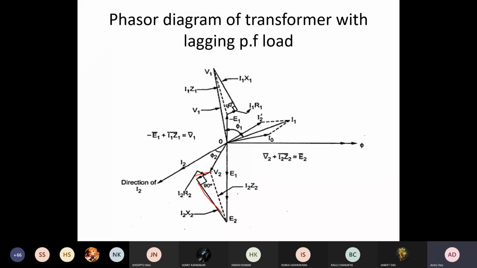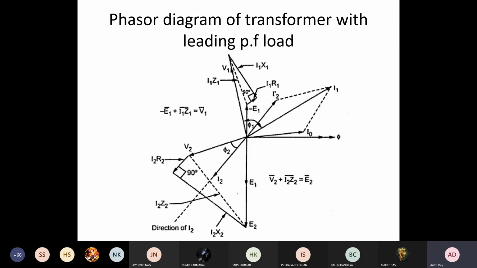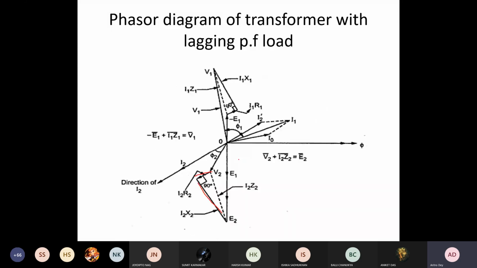So this is one case. Next is the phasor diagram with leading PF. Leading PF means we are using a capacitive load. If this is your V2, drawn like the previous way, your I2 will look like this.